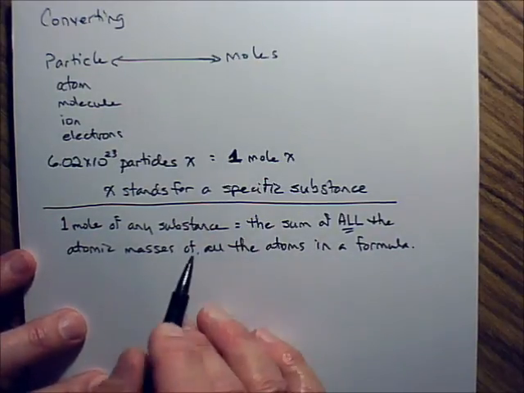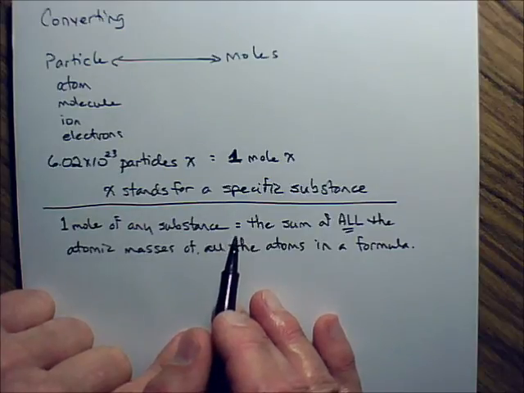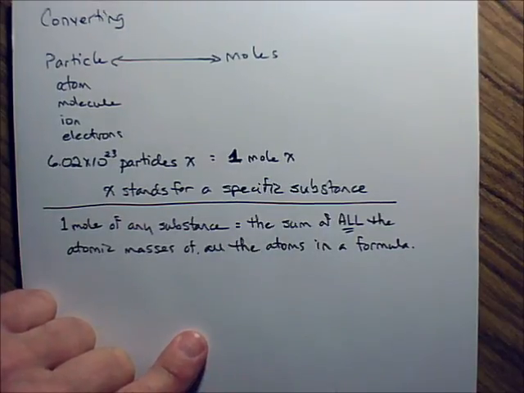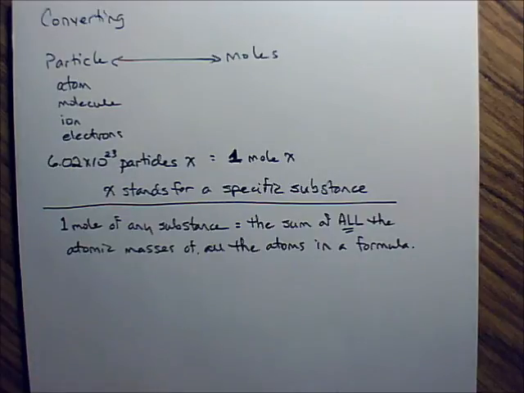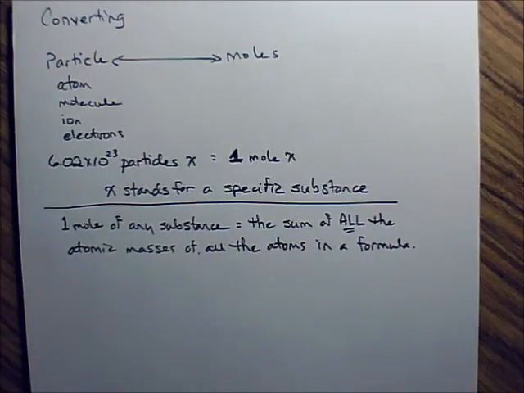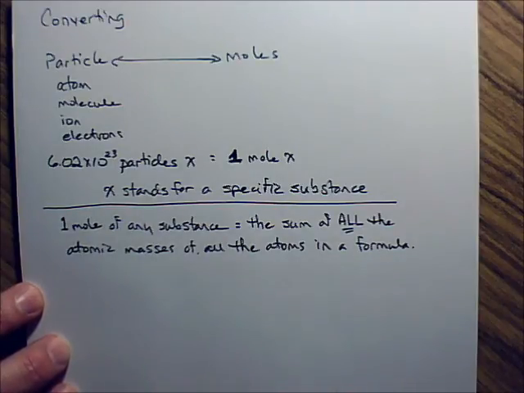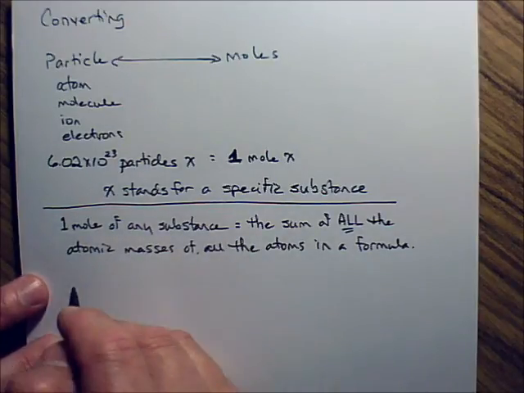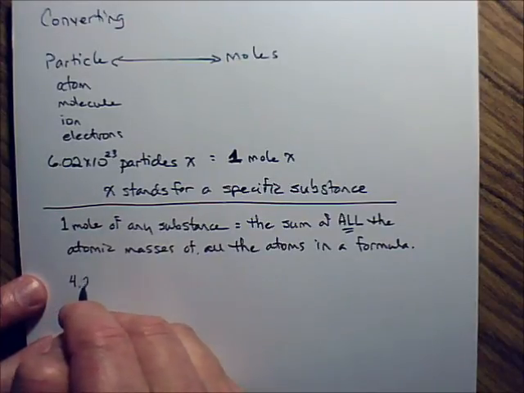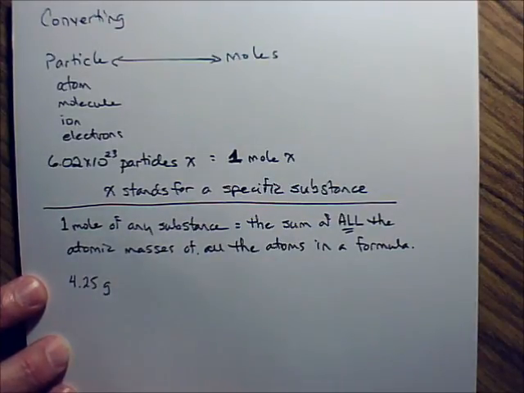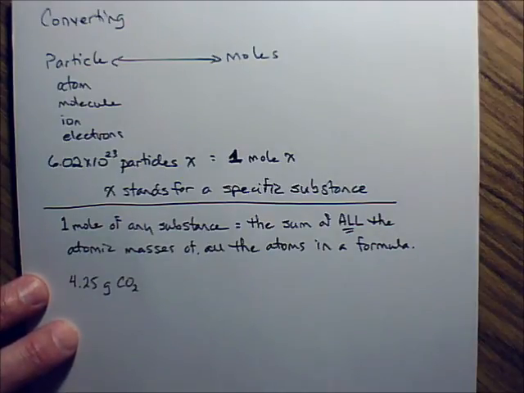So that allows us then, since this is an equality statement, see that equality right there, that equal sign? This is a general equality statement. We have to write specific equality statements for specific problems. What we're going to do is figure out how to use this now. Okay? So let's say I have 4.25 grams of carbon dioxide, and I want to find out how many moles that is. This will let me do that.